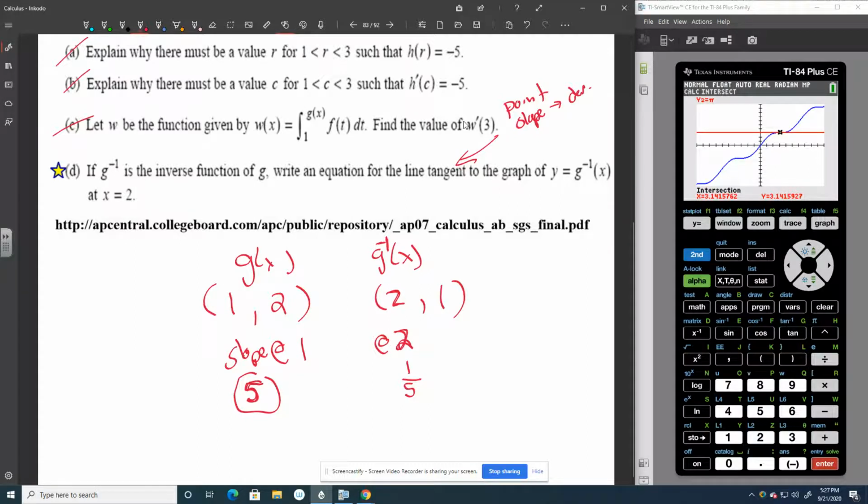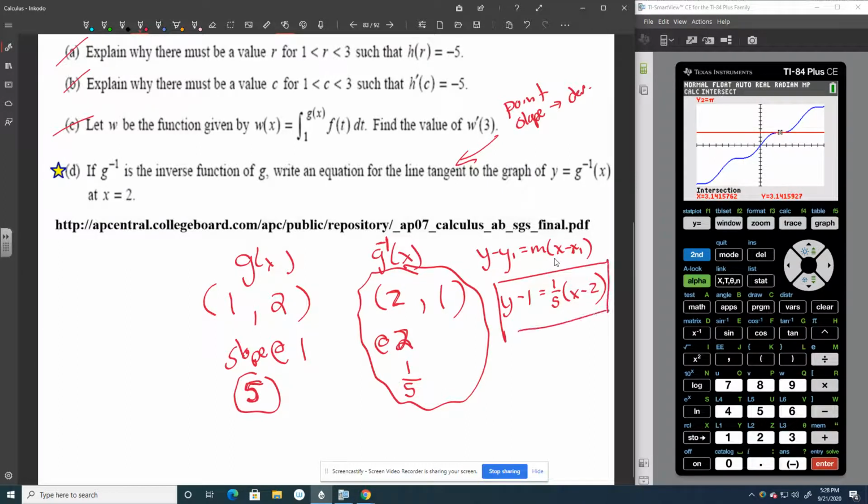So for the equation of my tangent line, remember we get y minus y1 equals the slope times x minus x1. I'm using this point and this slope, not the other way around, because I'm using my inverse function. So y minus 1 equals 1/5 times (x minus 2). I wouldn't even solve it. I would leave that as my answer for my tangent line.